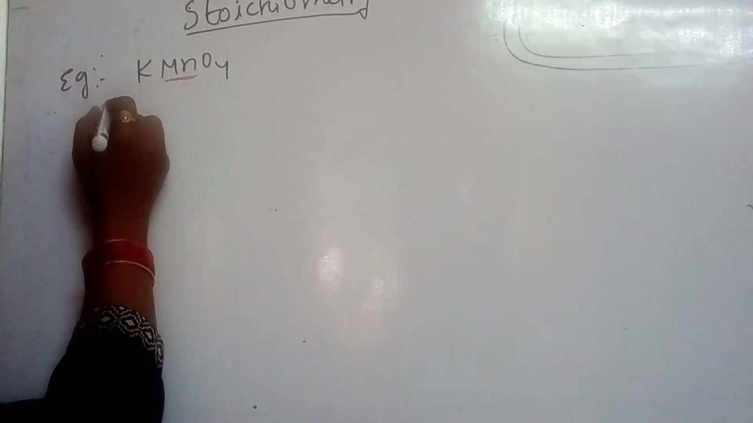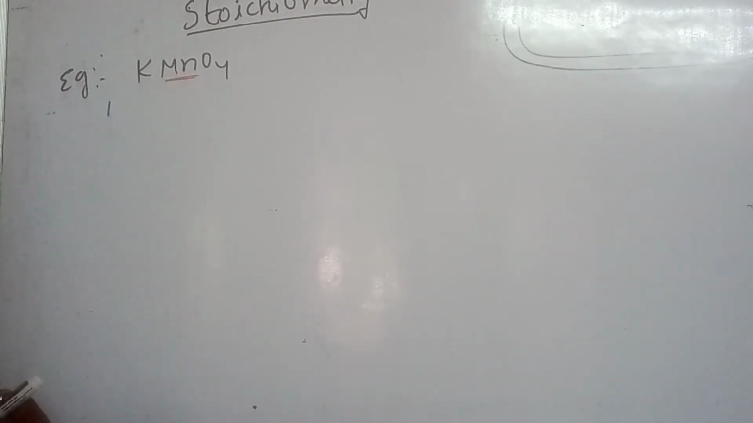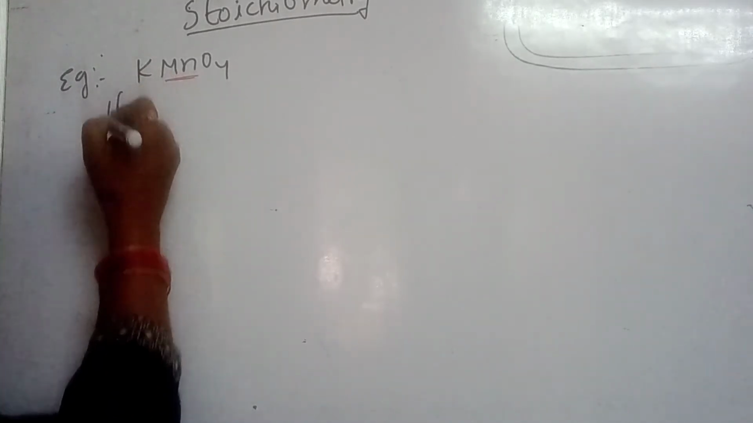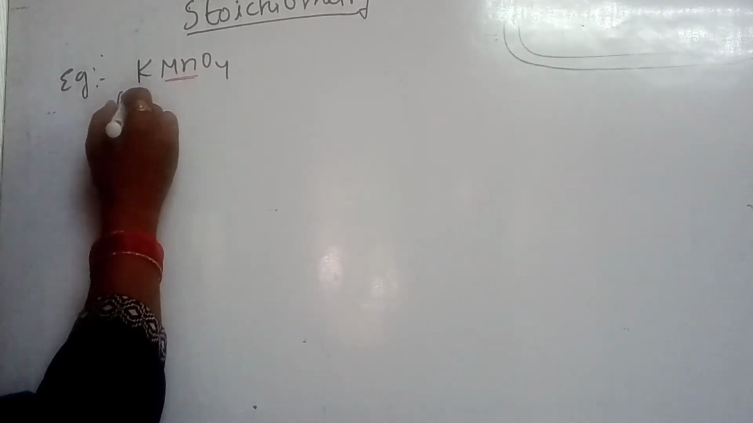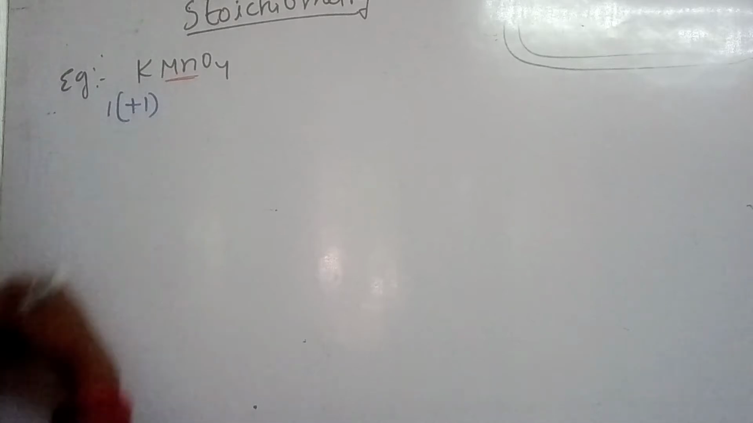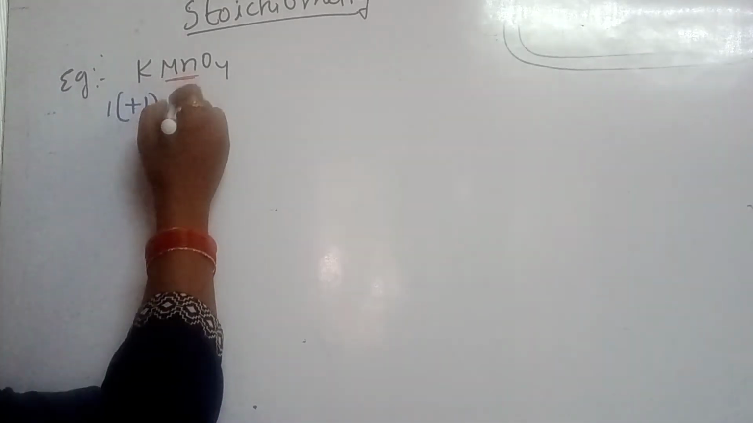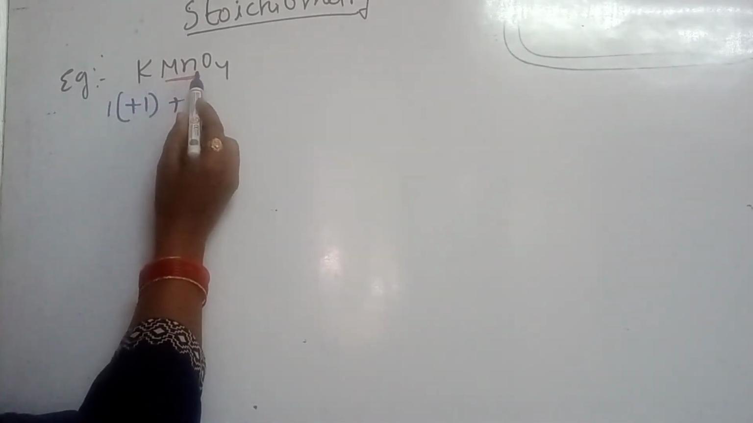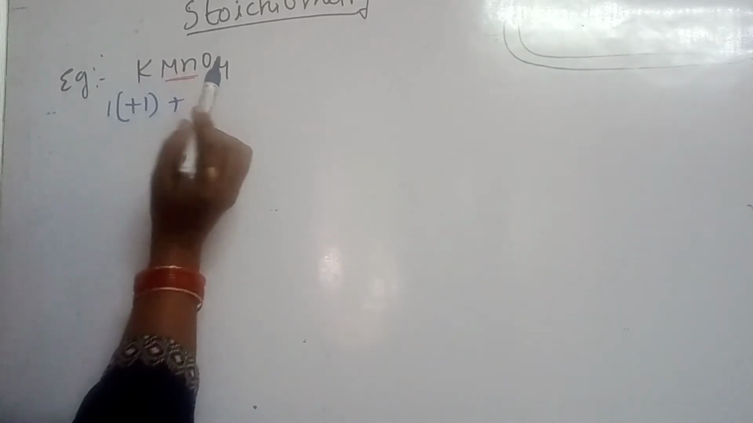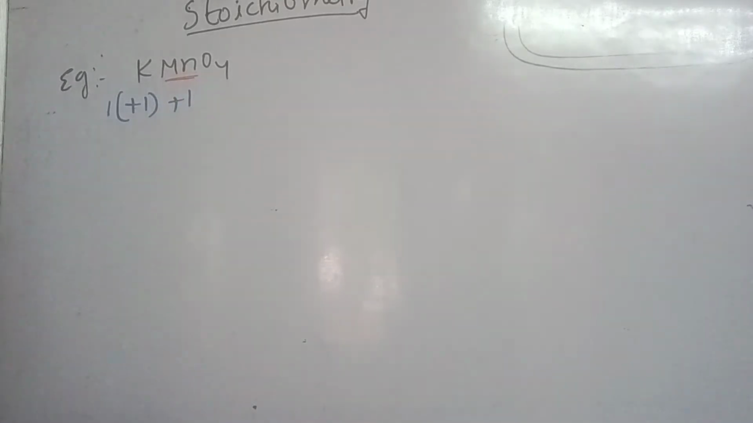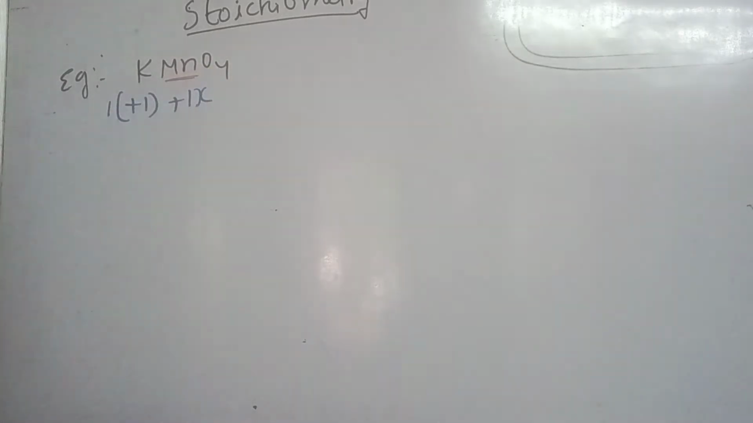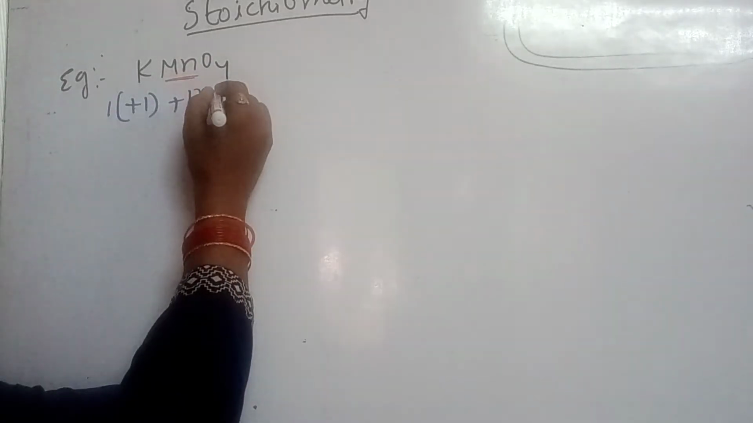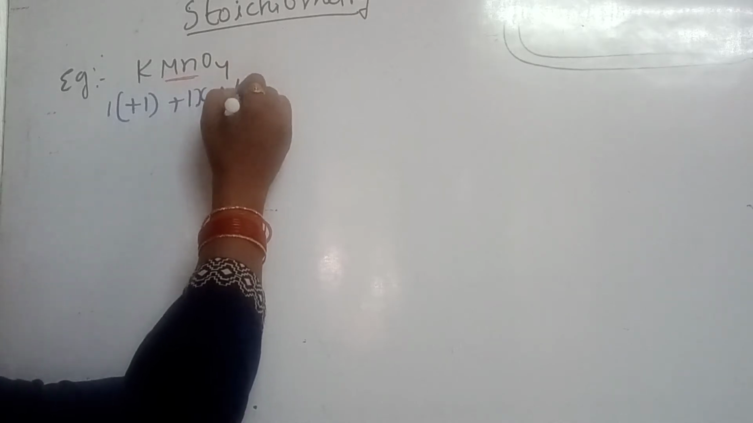So write the number of atoms first. Potassium is a first group element, so the oxidation state of potassium is +1. Plus the next, manganese. How many manganese are there here? Base 1, so the number of atoms of manganese is 1. And we have to calculate the oxidation state of manganese only, so write x plus the number of oxygens, 4.